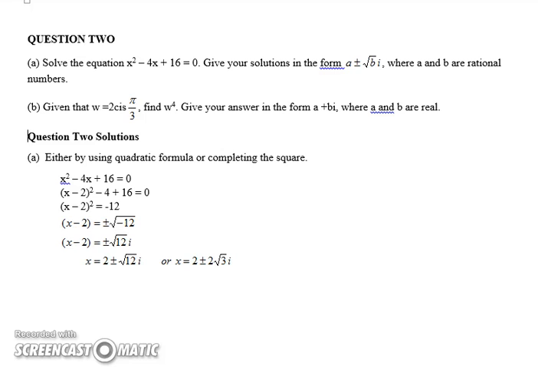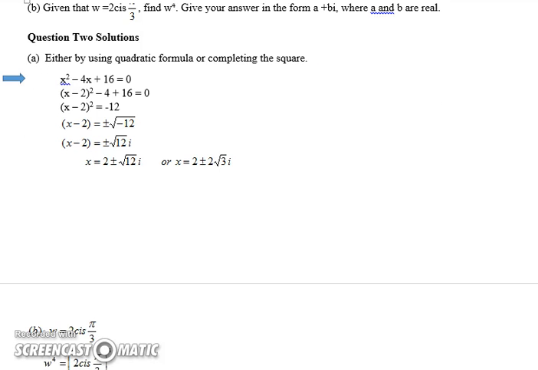Question 2, we can approach 2a by using the quadratic formula, or as I've done down here, using completing the square. Half the coefficient of the x, so minus 4x becomes negative 2, and always minus that 2 squared, so minus 4. Take the 12 across, and we get plus or minus square root of minus 12, or square root 12 i. Then add 2, plus or minus square root 12 i.